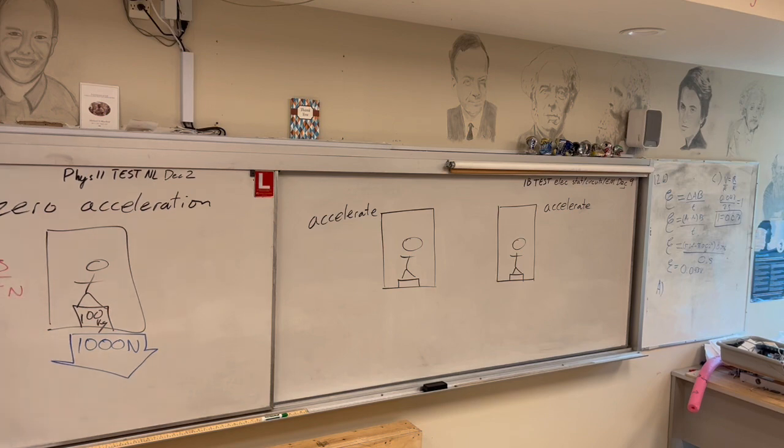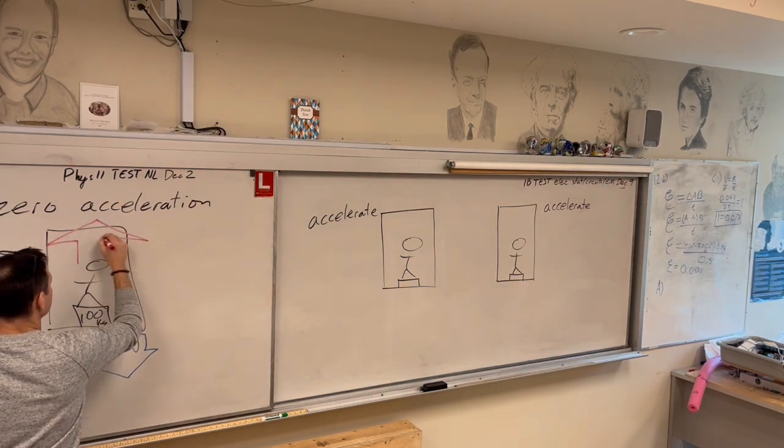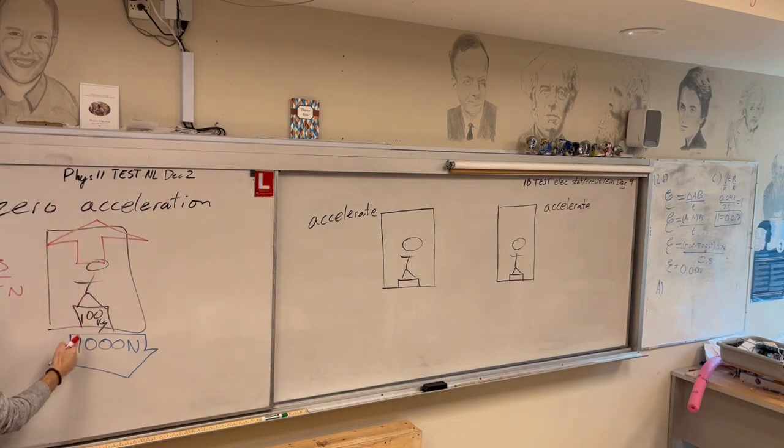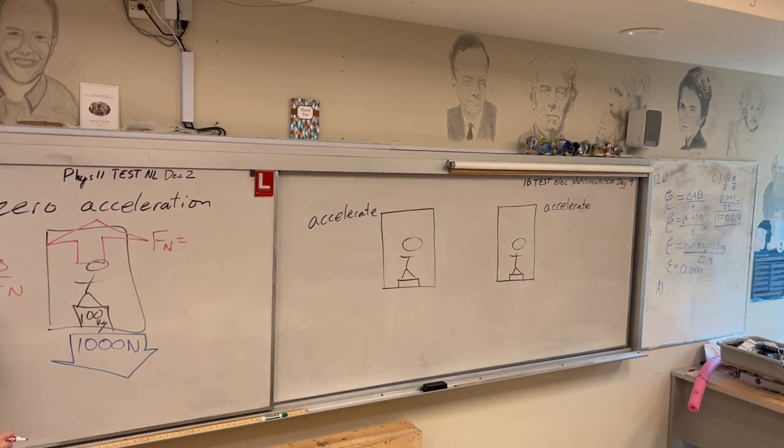So if this is 0 acceleration, my scale reads 100 kilograms, right? What is it really saying? It's really saying that my normal force, this one, the person's being pushed up by the floor, right? And that Fn would be how much? 1,000. Tarina, how does he know that? Because the floor is pushing up.